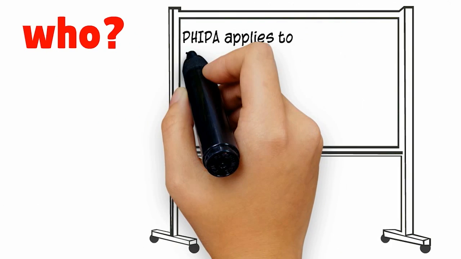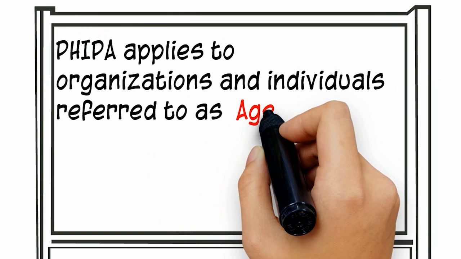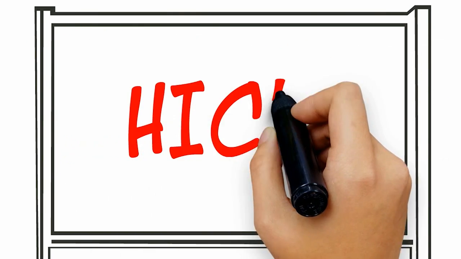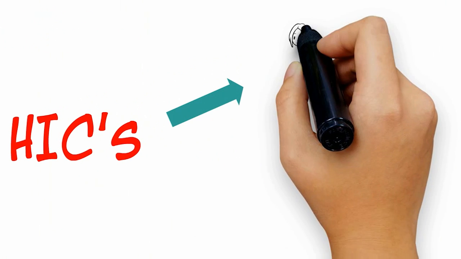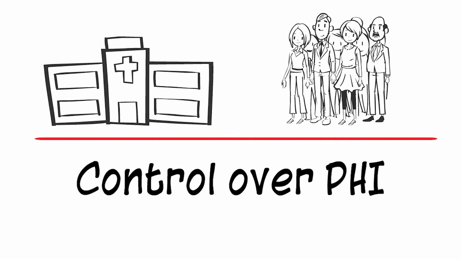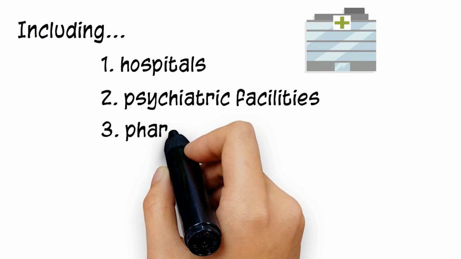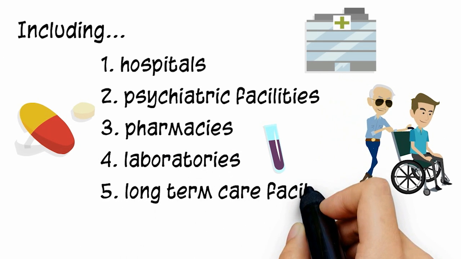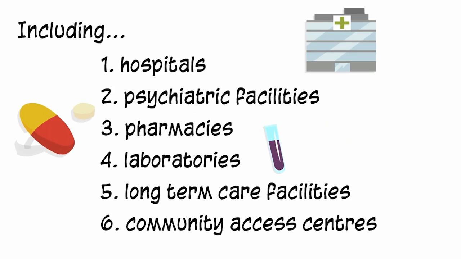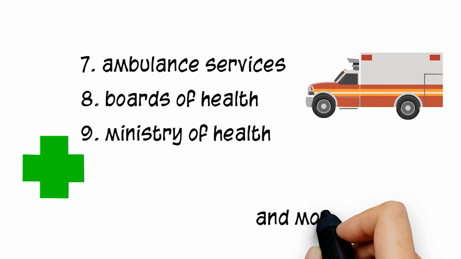PHIPA applies to individuals and organizations referred to as agents and health information custodians, or HICs. HICs are individuals or organizations with control over personal health information. These may include hospitals, psychiatric facilities, pharmacies, laboratories, nursing homes, retirement homes, and long-term care facilities, community care access centers, ambulance services, boards of health, and the Ministry of Health, among others.